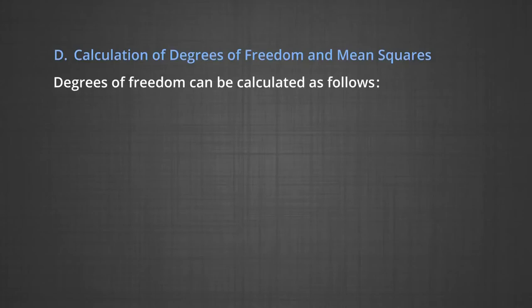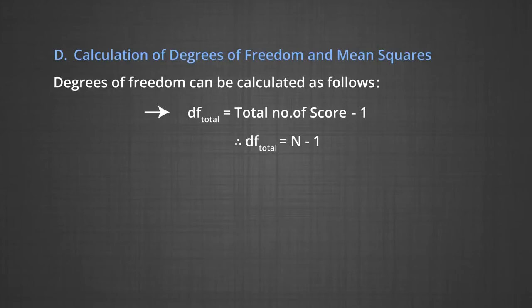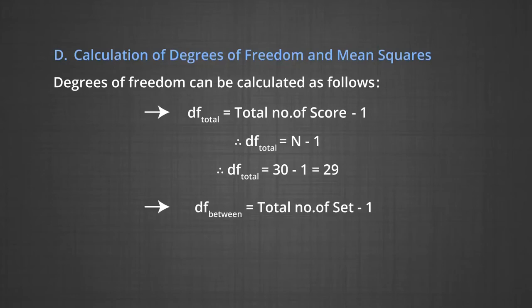Degrees of freedom can be calculated by using the following procedure. Degrees of freedom total is equal to total number of scores minus 1, or n minus 1, or 30 minus 1. That gives me 29 as the total degrees of freedom. Then, degrees of freedom between is equal to number of sets minus 1, or s minus 1, or 3 minus 1, and the final value is 2.